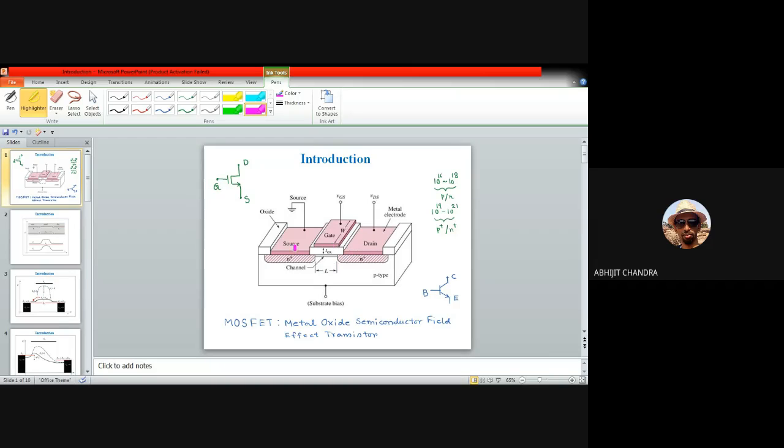Now, on the other hand, suppose this is my drain and this one is the source. If I just interchange these two segments, and if I call this particular region the drain region, and if I apply a VDS over here, say 3 volt, and make this potential equal to 0 volt, then also the operation of the device will not be hampered. So if I just change the source and drain terminal, how to designate that one terminal is source and the other terminal is drain?